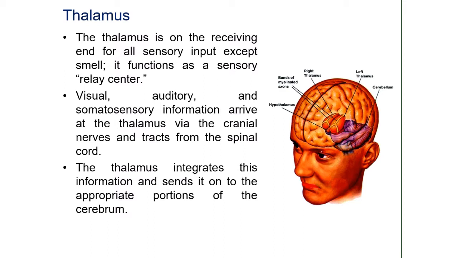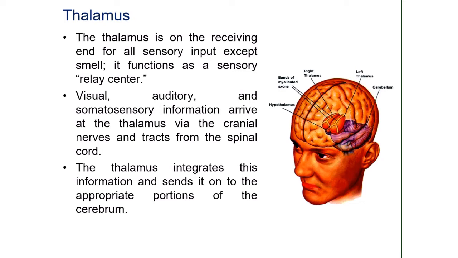So if you have visual information coming in from the eyes, it will first go through the thalamus, and then it will get projected to the occipital lobe. If you have auditory information coming in from the ear, it will get sorted by the thalamus, and then it will get sent to the temporal lobe. So not everything that comes in through our senses is going to be processed by the brain. A lot of it is actually filtered at the thalamus.